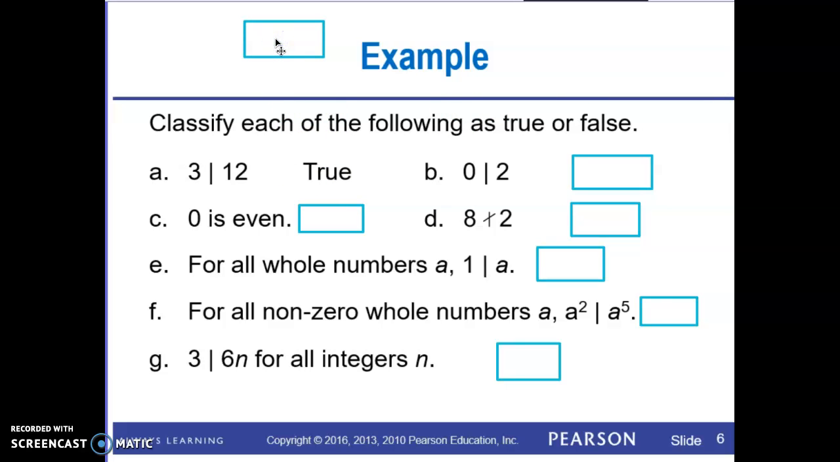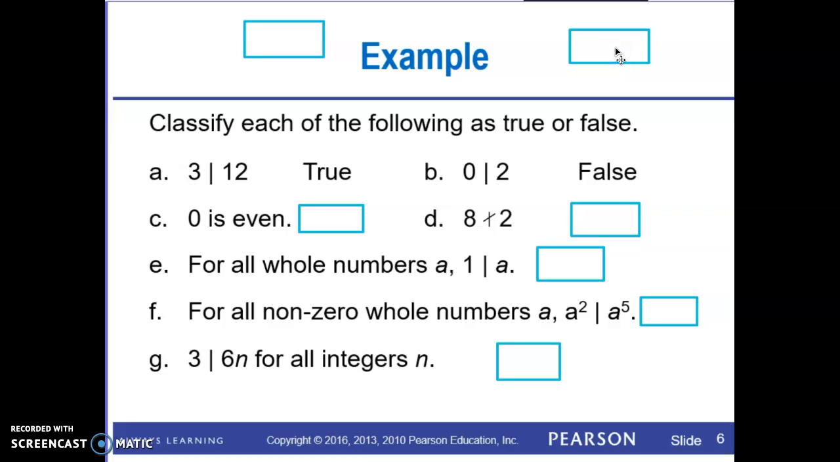That's going to be true. 3 times 4 is 12. 3 goes into 12 4 times with a remainder of 0. Therefore, 3 divides 12. How about 0 divides 2? What do we think about that one? Well, that one's going to be false.